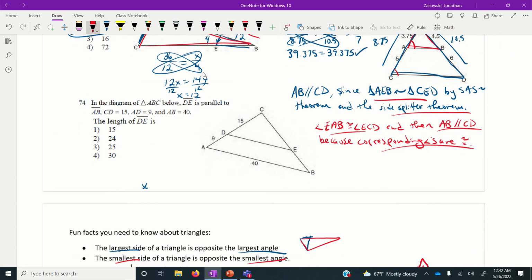Okay, 74. So in 74, let's see if you can try this one on your own. All right, so pause it, give it a shot. Let's see what you get.